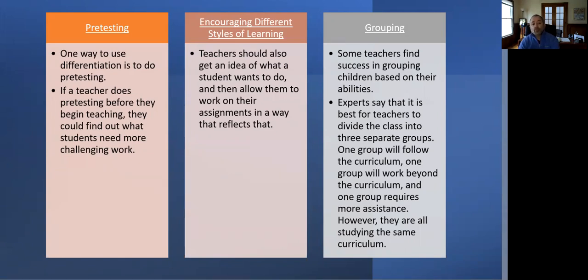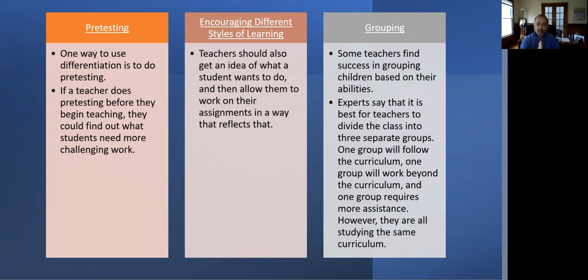And number three is grouping. Some teachers find success in grouping children based on their abilities. So the experts say that it is best for teachers to divide the class into three separate groups. Group one will follow the curriculum, normal trajectory. Group two will work beyond the trajectory, beyond the normal curriculum. And group three will be the group that requires a little bit more assistance, right?